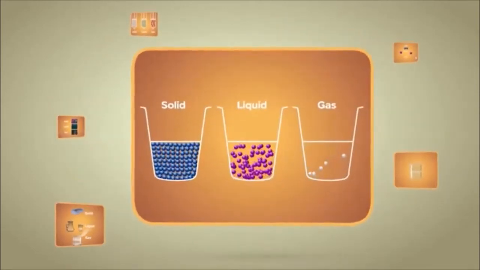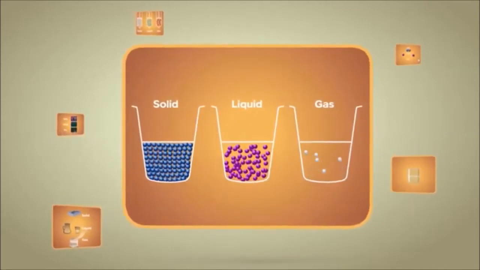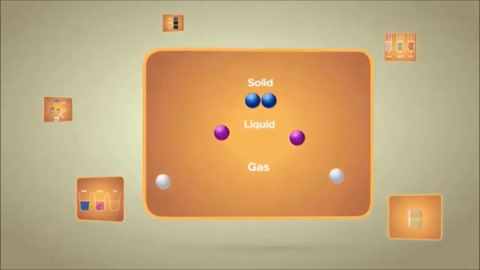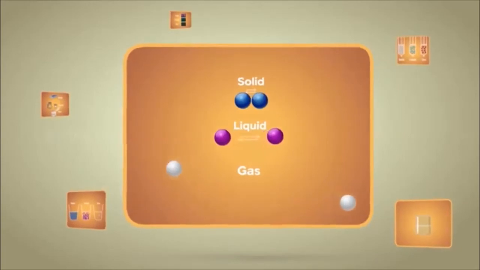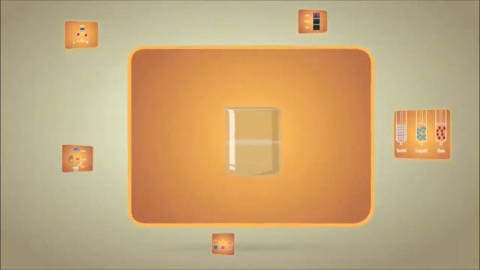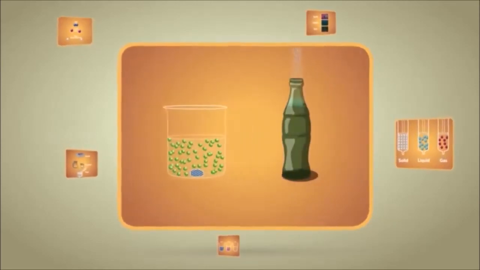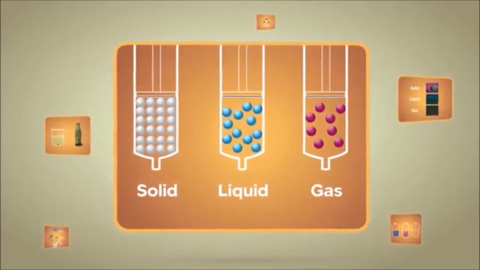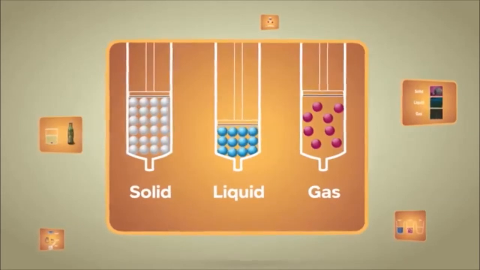The spaces in between the constituent particles are minimum in the case of solids, intermediate in liquids and maximum in gases. The forces of attraction between the particles are maximum in solids, intermediate in liquids and minimum in gases. Generally, density is very high for solids, moderate for liquids and much lower for gases. Generally, compressibility and diffusion are negligible in solids, moderate in liquids and very high in gases.